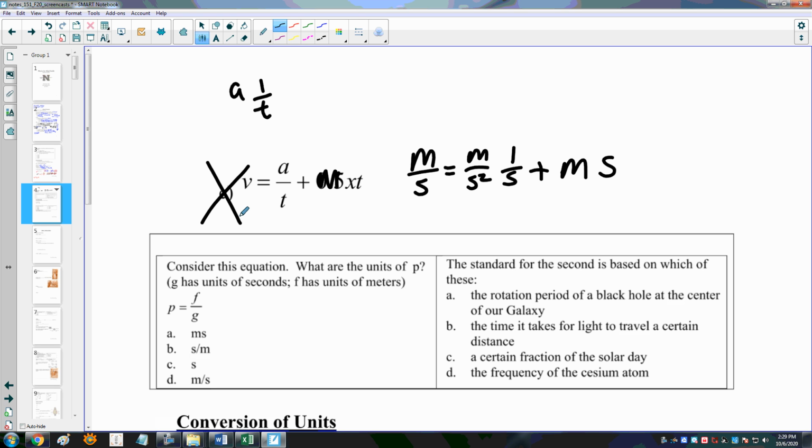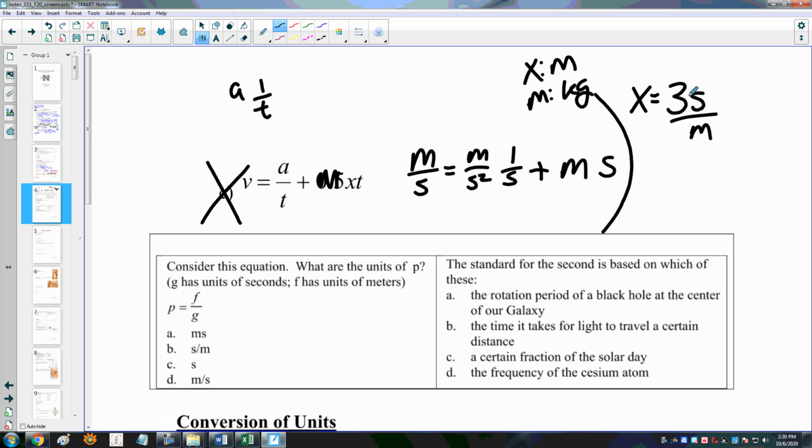Let's consider an equation. Like, let's say that I have x equals 3s divided by m. And I want to know what are the units of s. So these are all variables. I want to know what are the units of s. And I'm going to tell you that x is meters and m is in kilograms. All right, I'll get rid of the 3. That's just sort of doesn't have any units.